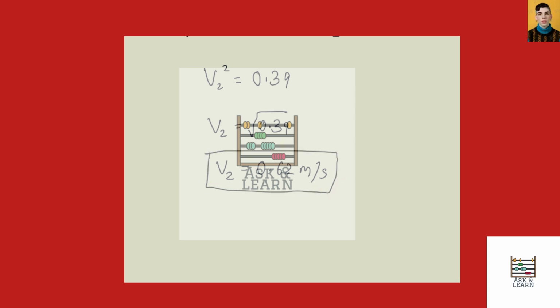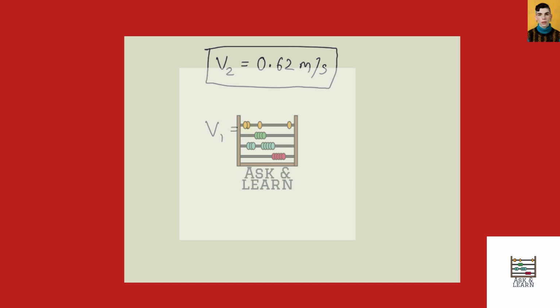So this is the v2. Now v1 we have calculated: v1 is 1.91 times v2. So we plug v2 over here. v1 will be 1.91 times 0.62, which turns out to be 1.18 meters per second. So this is v1.